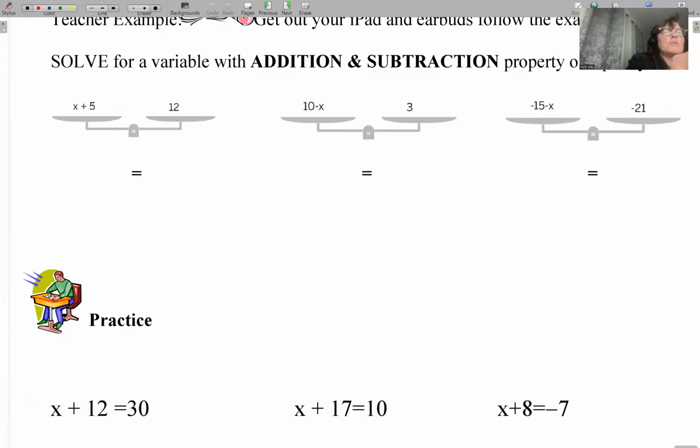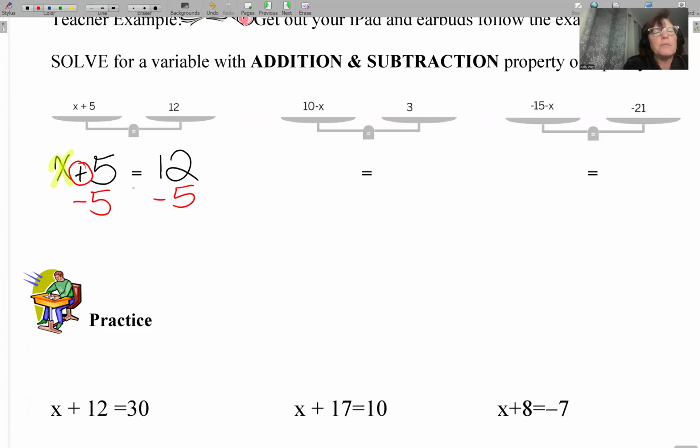So keeping the balance. So here on the left, we have x plus 5 equals 12. Our goal is to get x by itself. So you do what's called the inverse operation, which means the opposite operation of what that is. That's plus 5. We're going to minus 5 both sides. You count 5, 6, 7, 8, 9, 10, 11, 12. That's 7. It's positive.